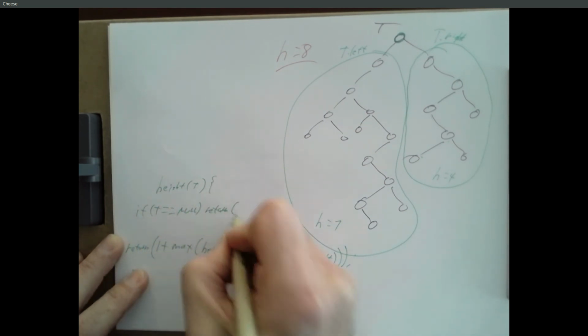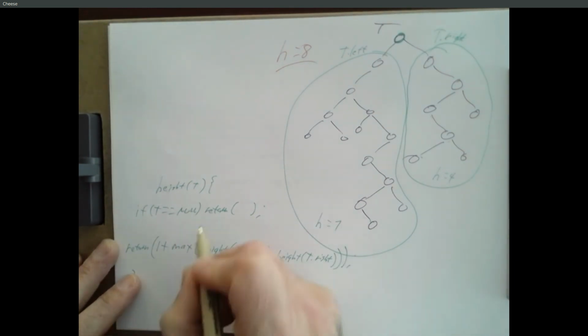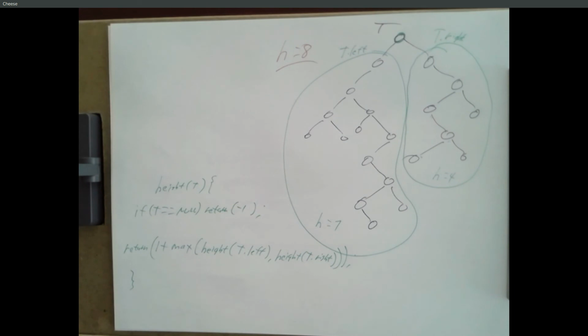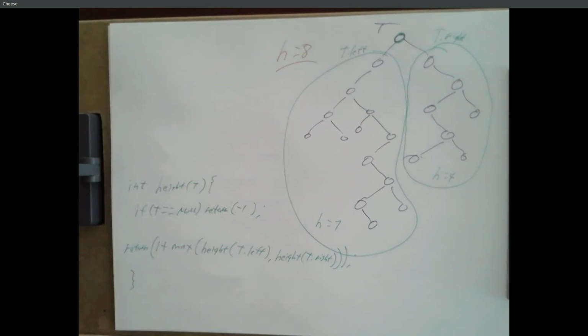So what's the height of a null tree? Do you remember? Negative 1. It's not logical, but, and there's a perfectly good height function. Say it returns an int. So if the tree is null, return -1, otherwise return 1 plus the maximum of those two heights. Recursive height.